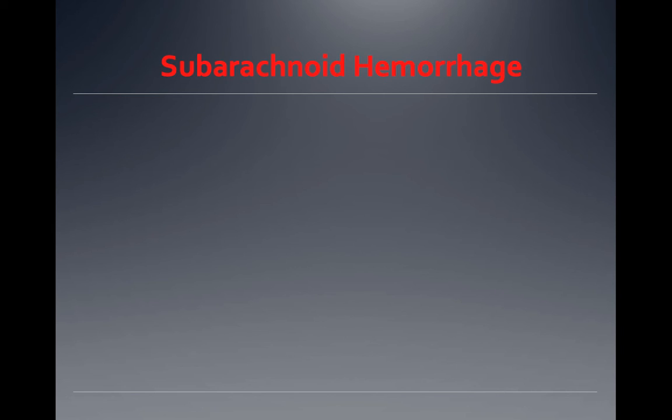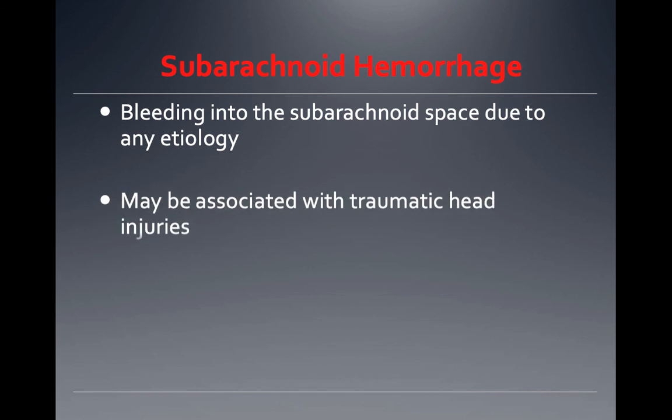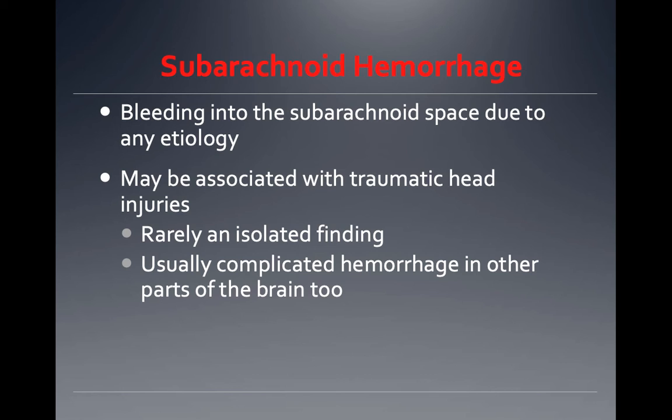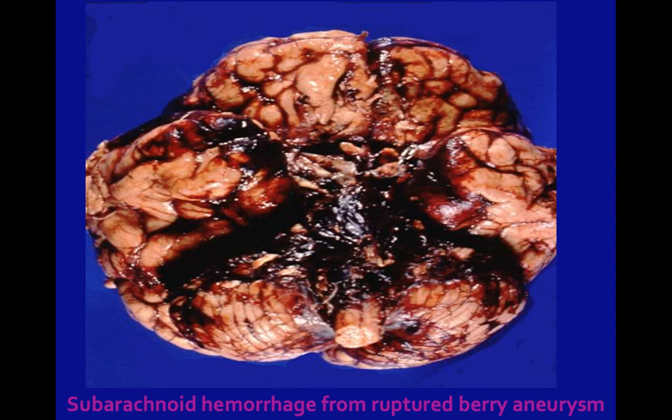A subarachnoid hemorrhage. This is bleeding into the subarachnoid space, and it may be associated with traumatic head injury. Usually there are other things that can occur as well, such as an aneurysm, and so you have bleeding into this part of the brain. 2/3 of subarachnoid hemorrhages reflect the rupture of this arterial aneurysm.